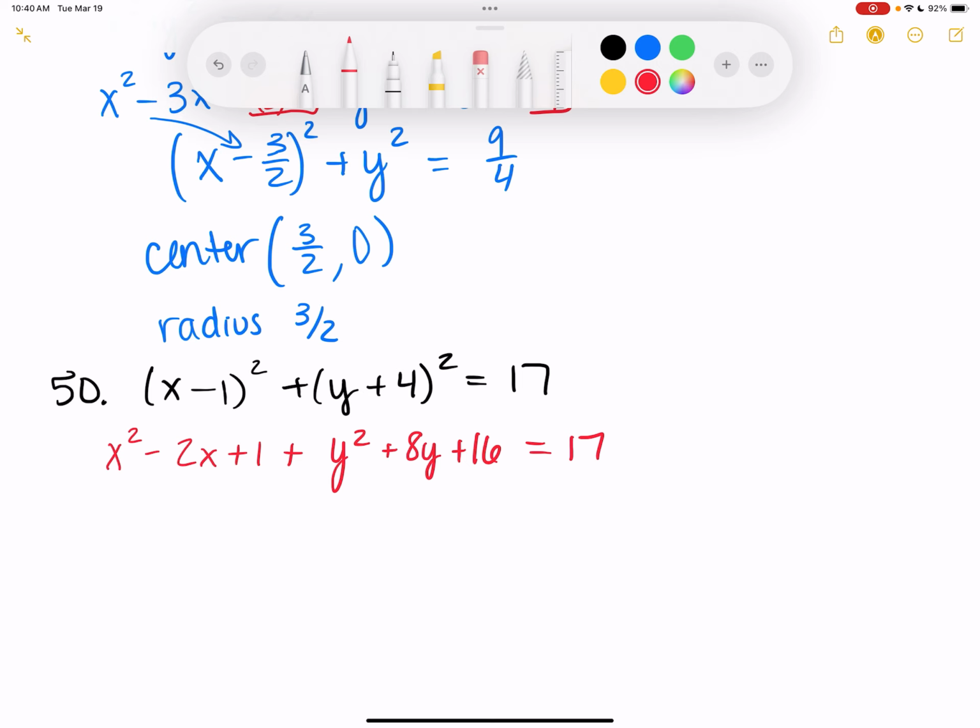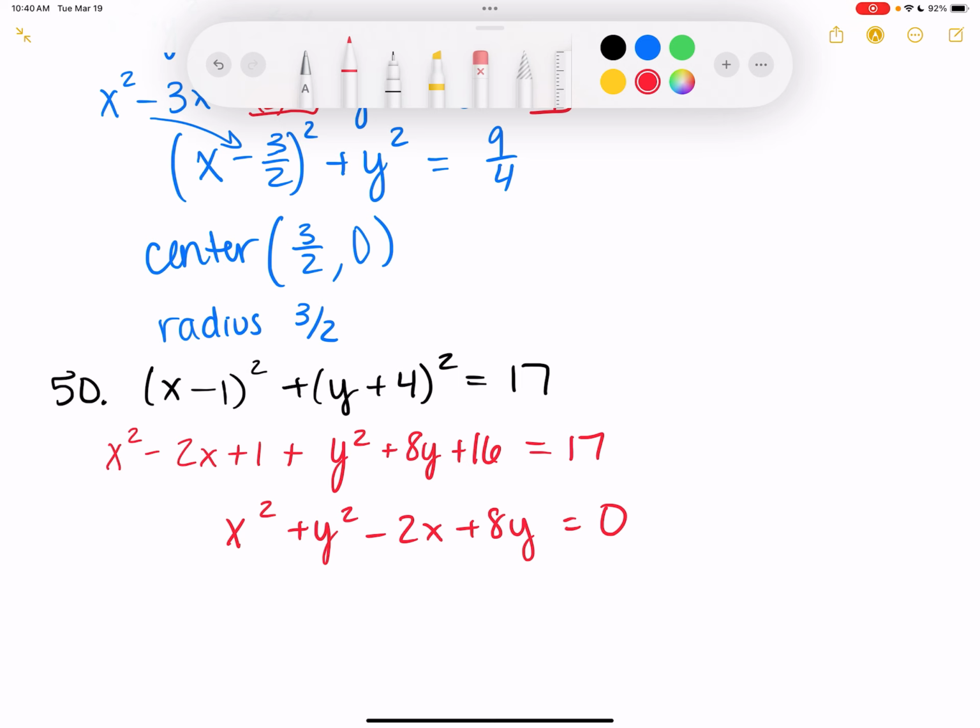So now I'm going to move the numbers without a variable over. When I do that, I'm left with x squared plus y squared minus 2x plus 8y, which I reordered, and you'll see why in a second, is equal to 0. Now that makes sense, right?